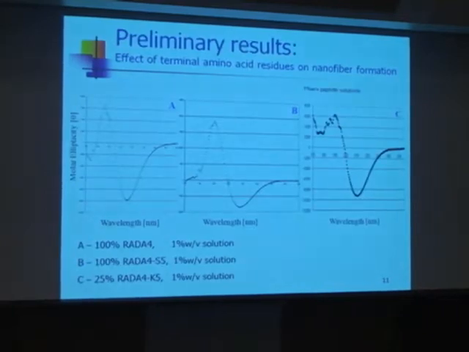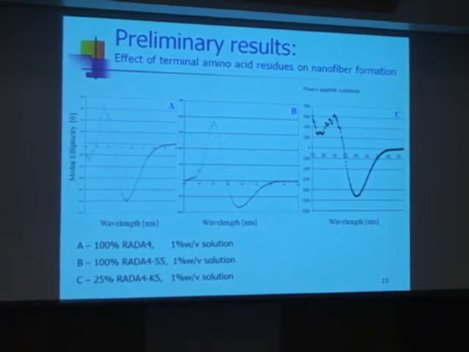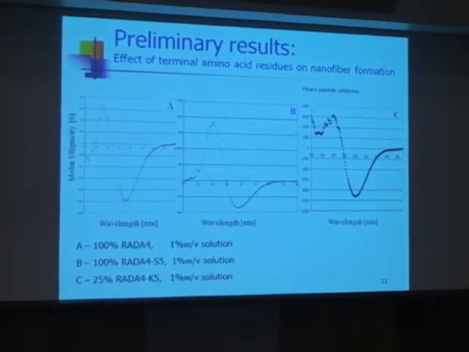Well, we've started some fundamental studies looking at the effect of the terminal amino acid groups and their chemistry effects on self-assembly. RADA4, 100% solution at 1% weight per volume in water, showed the characteristic beta sheet formation profile using CD, as we see here. We see for a serine-terminated RADA4 sequence a similar, in fact very similar, peak distribution showing beta sheet formation.